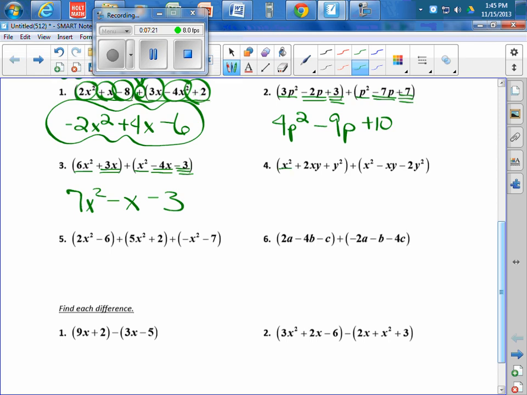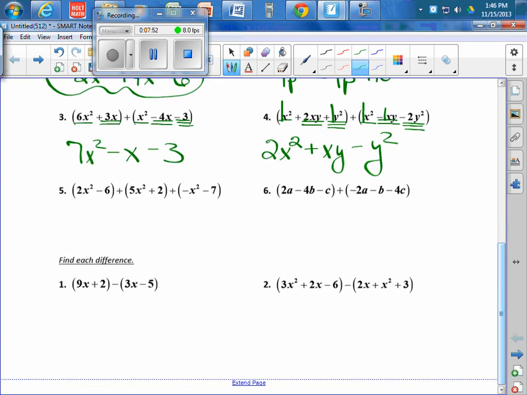In number 4, x squared plus x squared. Well, the coefficient here is 1. The coefficient here is 1. 1 plus 1, 2. 2x squared. Then I'm going to do the 2xy minus the xy. Here's a 2. Here's a 1. 2 minus 1 is 1. Positive 1, so plus xy. Y squared minus 2y squared. 1 minus 2 is negative 1y squared.